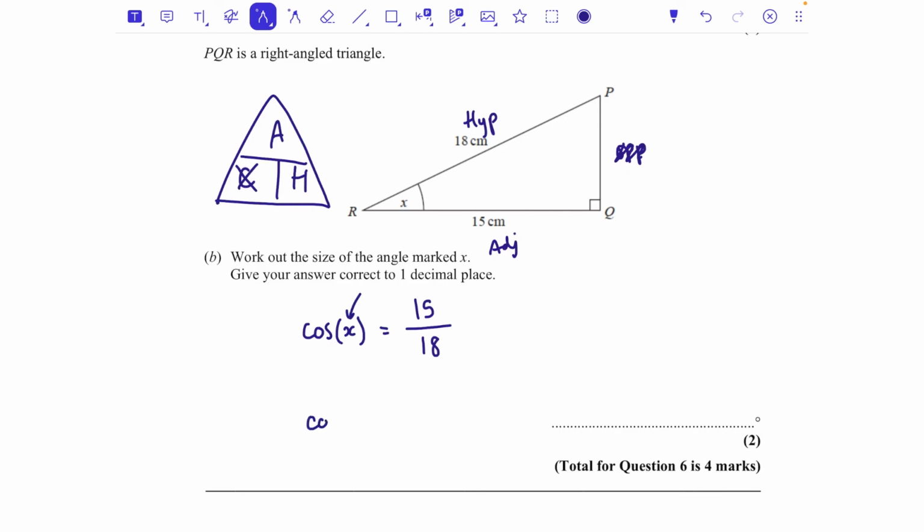And because we want that angle, I need to undo that cos. So we're going to say cos to the minus 1 of 15 over 18. The A, the adjacent, is on the top. The H, the hypotenuse, is on the bottom. So to get that cos to the minus 1, you're going to press shift and then cos in your calculator. I like to use the fraction button as well, 15 over 18, but you can put 15 divided by 18, that's all fine. And that gives you 33.5573, to one decimal place, 33.6 degrees.